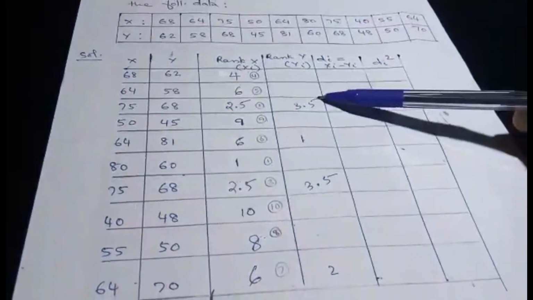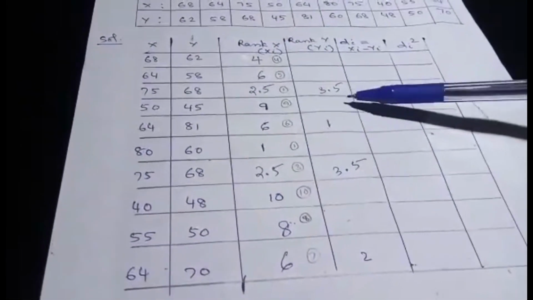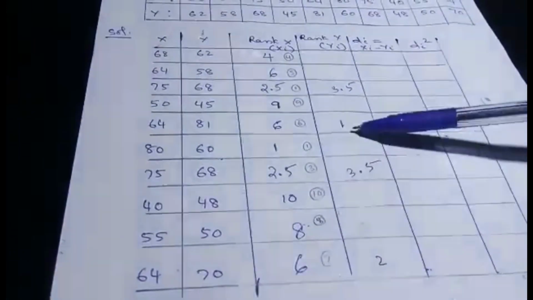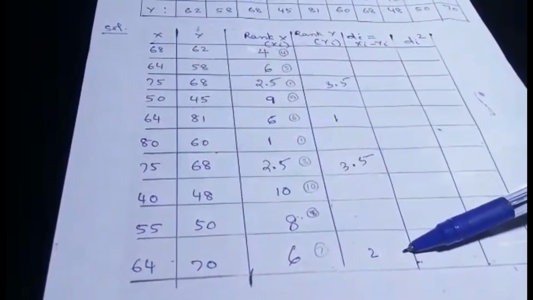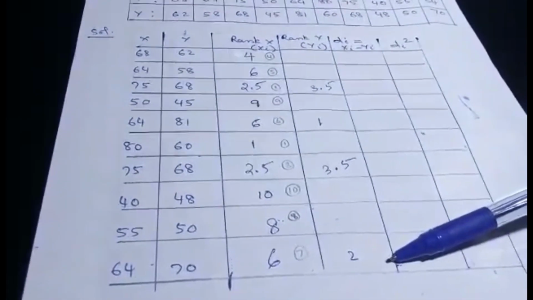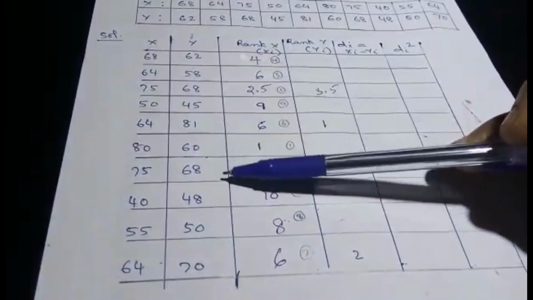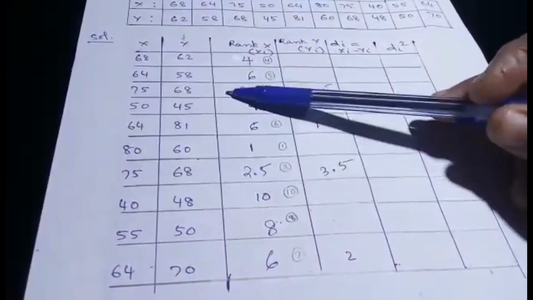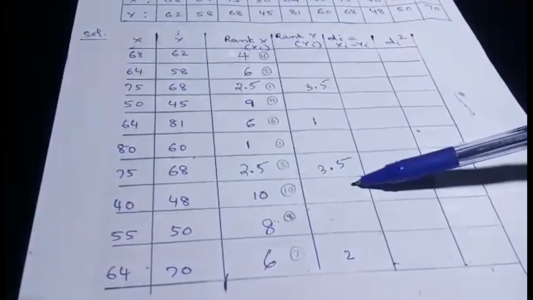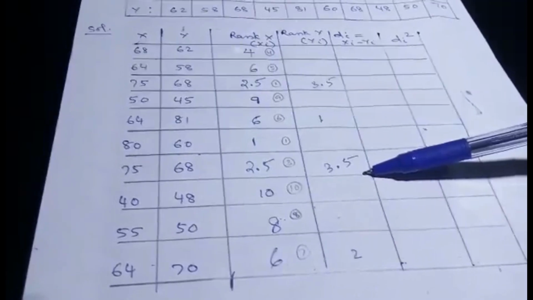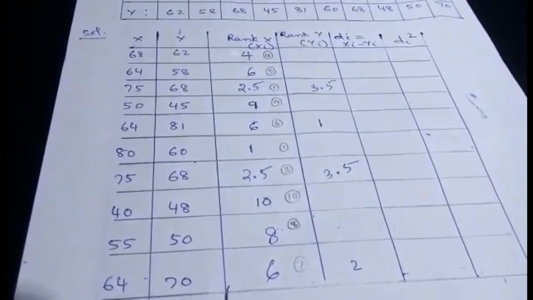In the same way you have to find the values for Yi. The top Y value is 81, so rank 1. The second top is 70, so rank 2. And the next highest is 68. Two 68s are there, so that will be 3 and 4. So 3 plus 4 by 2, that is 3.5.